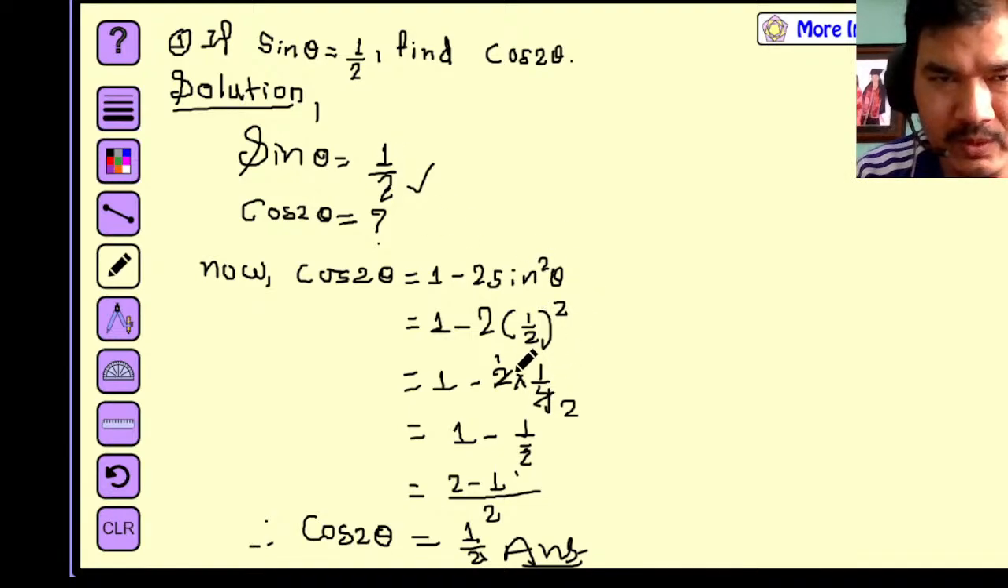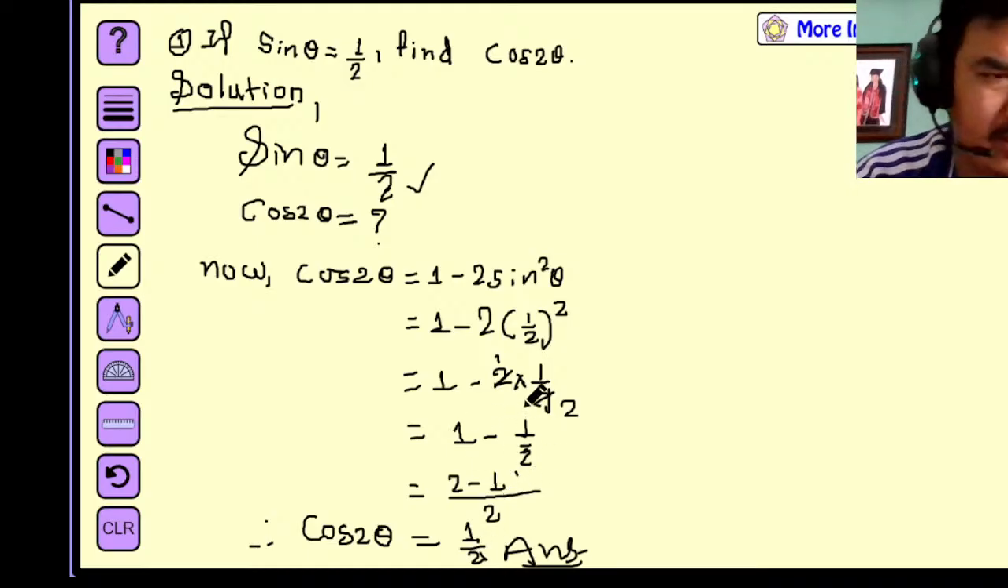Then 1 by 4, it will be 2 on the 2 to the 4, then it's remaining 1 by 2. And when you subtract 1 minus 1 by 2, it will come 2 minus 1 by 2. It means 1 by 2. This is the required answer, okay?